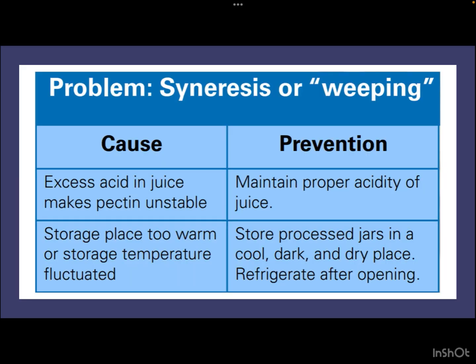The second problem or defect is syneresis, or weeping, or oozing out of water. The first of the two causes is excess acid in juice, which makes pectin unstable. We already discussed that acidity has an impact on the equilibrium of pectin. So to prevent that, we need to maintain proper acidity of the juice. We can lower or increase it if needed by using definite edible food grade chemicals.